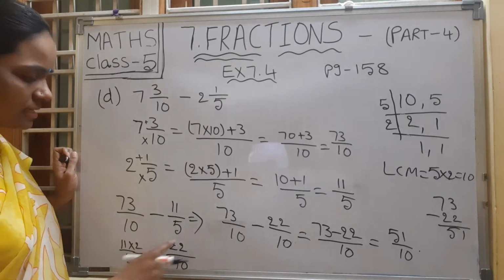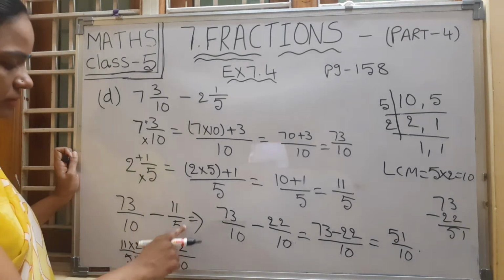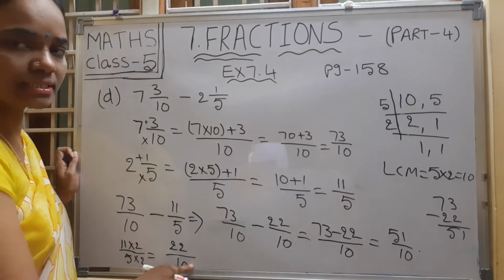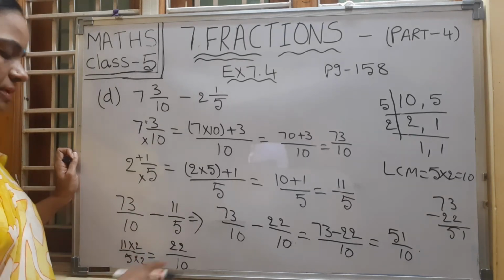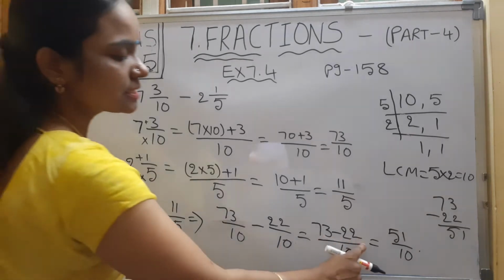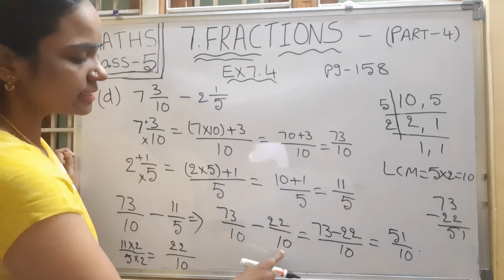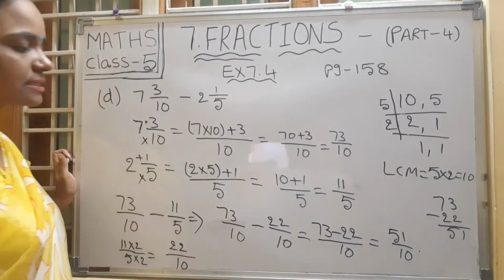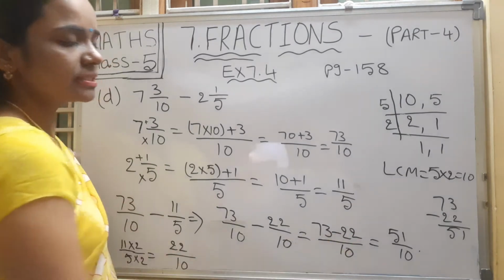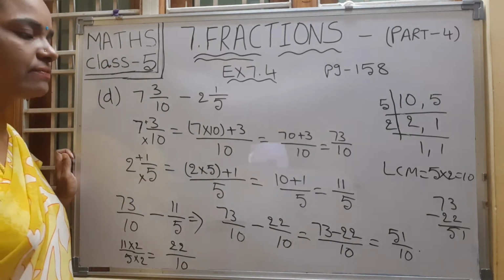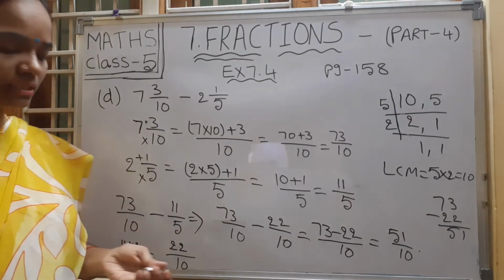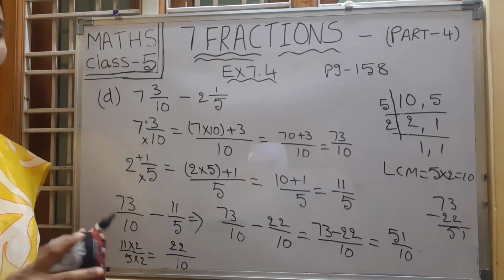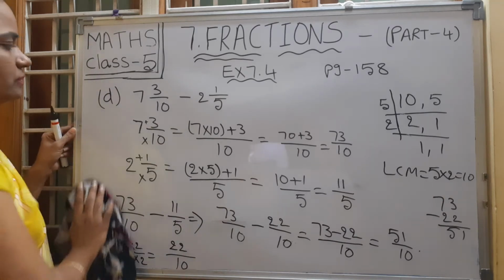Take the second fraction. What is the denominator here? 5. 5 should be multiplied by 2 to get the denominator as 10. Up and down we have to take the same number. So finally we will get 22 by 10. Now take the subtraction. 73 by 10 minus 22 by 10 is equal to, take the common denominator and just subtract the numerators. 73 minus 22, how much, children? Yes, 51 by 10 is the answer. Note it down, children.